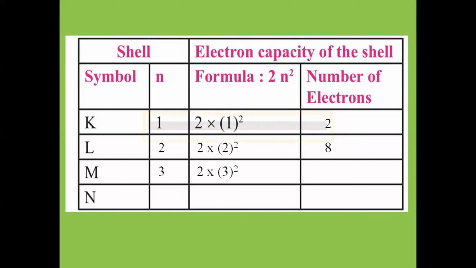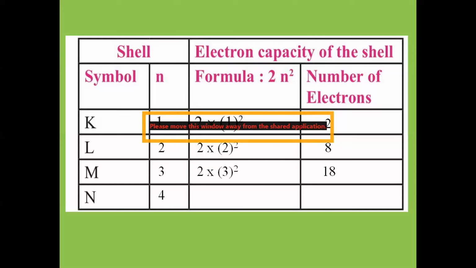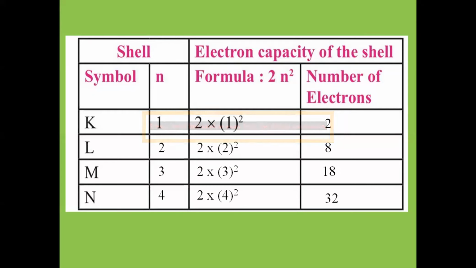3 square is 9 and 9 twos will be 18. So we get the answer as 18. Fourth one, N, 4. So for 4, how are we going to write? 2 into 4 square, which is going to give me the answer as 32. Very good, students. So with the help of this table, we are able to understand the distribution of electrons, which is also called electronic configuration.